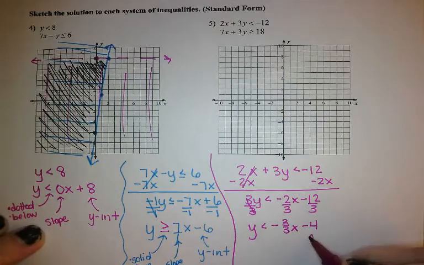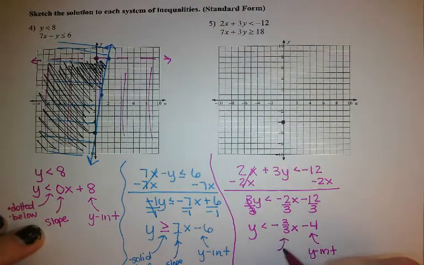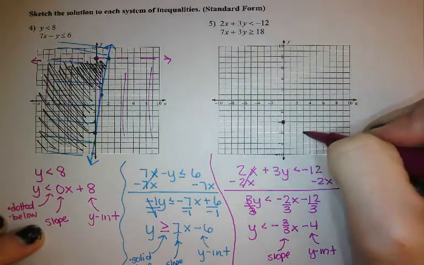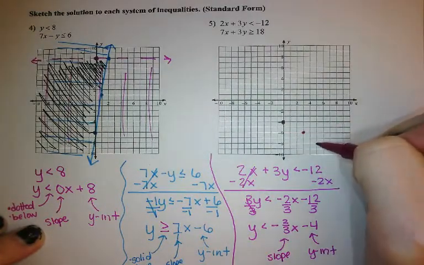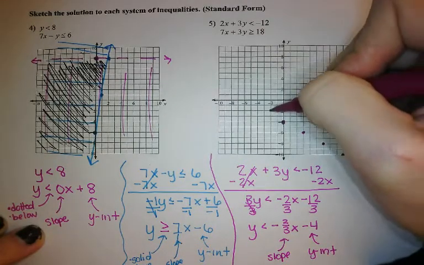This is my y-intercept. And I'm going to do a slope of down 2 and over 3. So down 2, over 1, 2, 3. And I'm going to keep doing that pattern, and I'm going to reverse it.